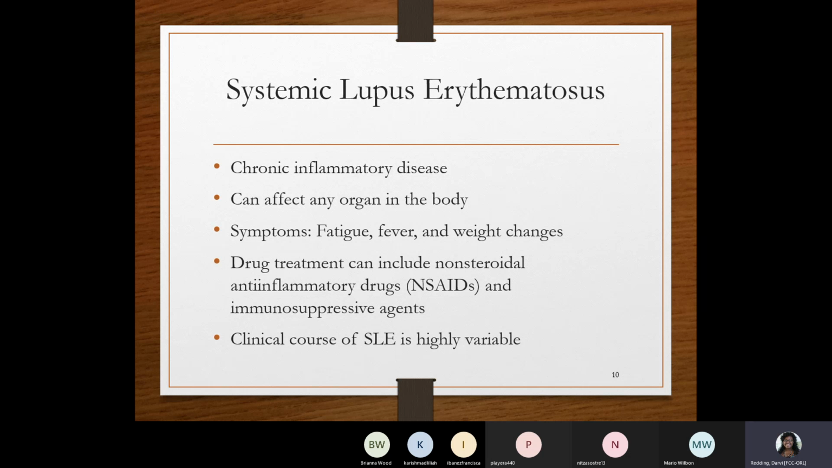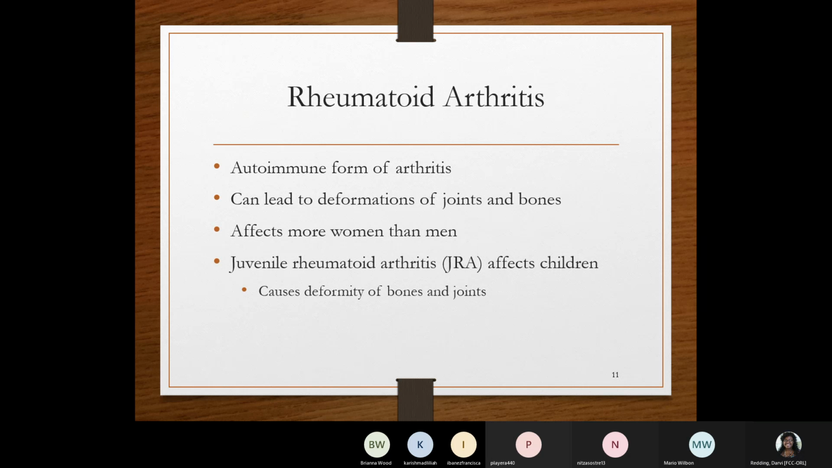And with SLE, nearly all SLE patients can experience various symptoms that are somewhat nonspecific. As I mentioned, some of the symptoms include fatigue, fever, and weight changes. And so with this particular disorder, the autoantibody production is an SLE hallmark.